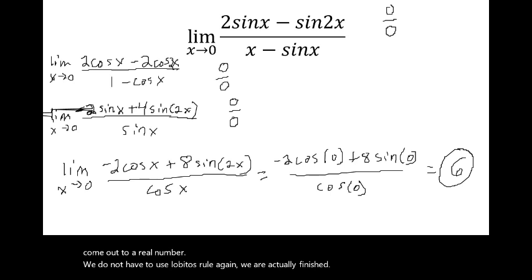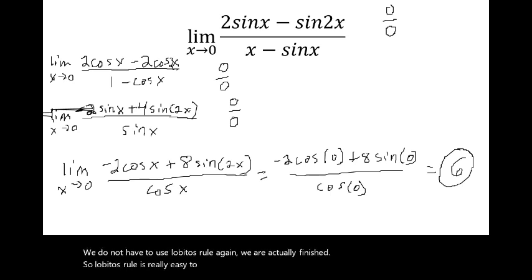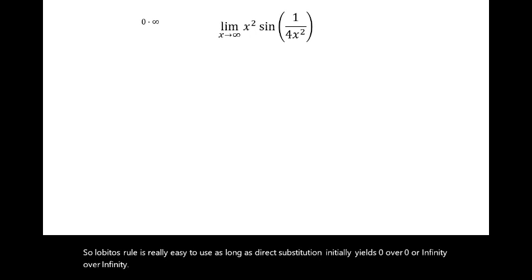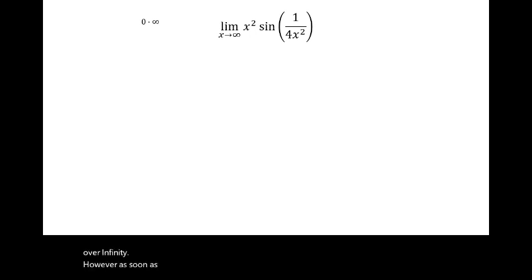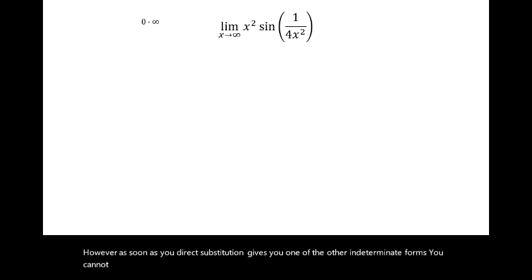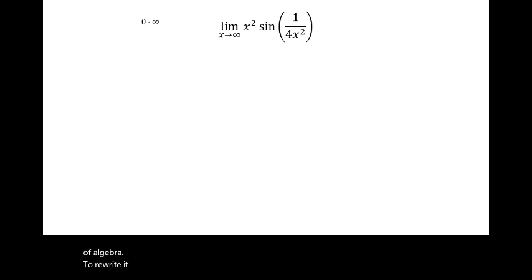So L'Hopital's rule is really easy to use as long as direct substitution initially yields 0 over 0 or infinity over infinity. However, as soon as direct substitution gives you one of the other indeterminate forms, you cannot use L'Hopital's rule. So the general idea with those is to manipulate the function using rules of algebra to rewrite it in such a way that an initial direct substitution will give you 0 over 0 or infinity over infinity.